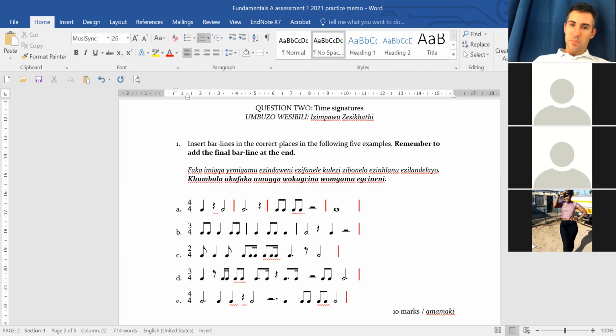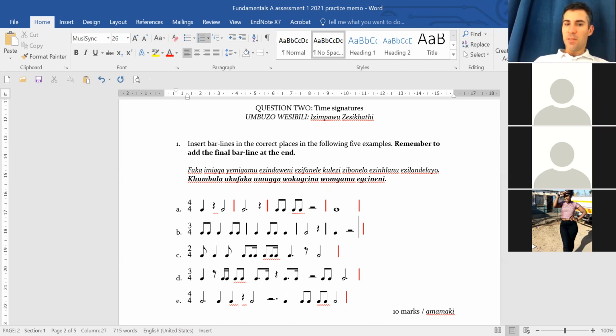Then we have a minim there, plus a crotchet. A minim of which is equal to two beats, plus a crotchet rest there, which gives us one beat. Then it's equal to three. We put a bar line in there. Correct.